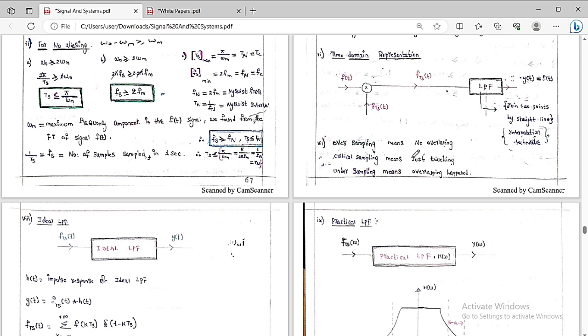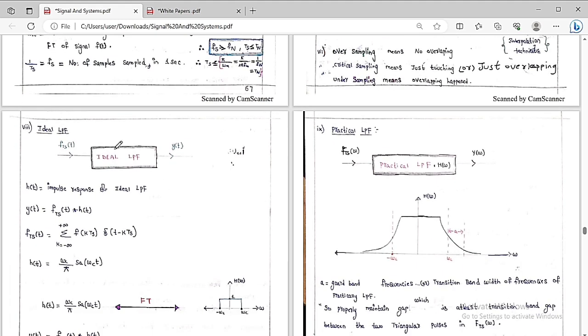So oversampling means no overlap. Critical sampling means just touching or just overlapping; you can write either. Undersampling means overlapping happens. So finally I can say: oversampling means no overlapping, critical sampling means just touching or just overlapping, and undersampling means overlapping happens.